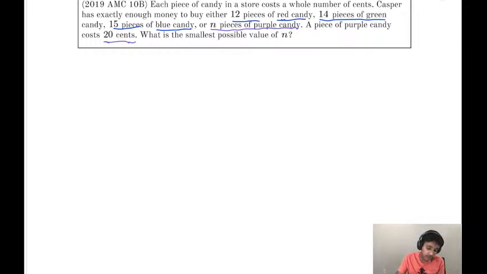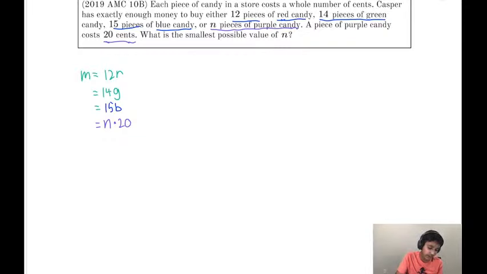So yeah, let's say that the money, M, is equal to 12 times the cost of red candy, or is equal to 14 times the cost of a green candy, or is equal to 15 times the cost of a blue candy, or is equal to n times the cost of a purple candy, which is 20 cents. Note here that now we have n pieces of purple candy that cost 20 cents, rather than having the number of pieces of the blue candy, which we don't know how many blue candies we bought.